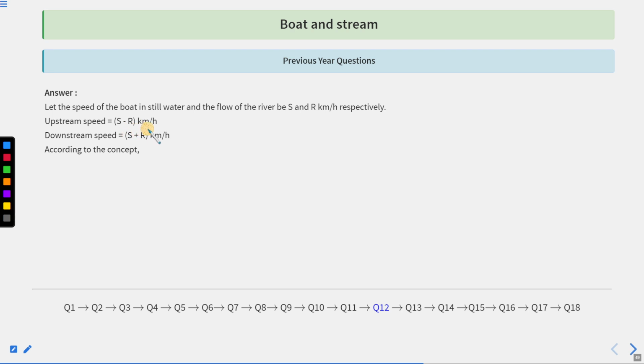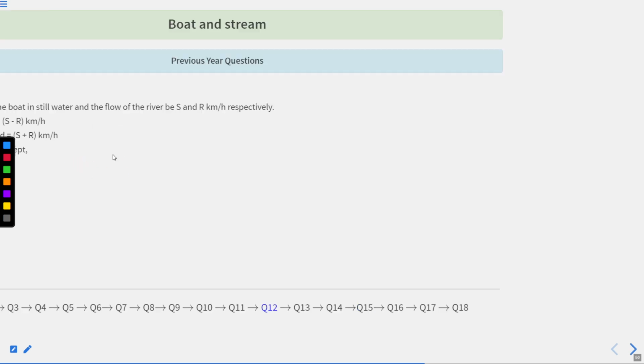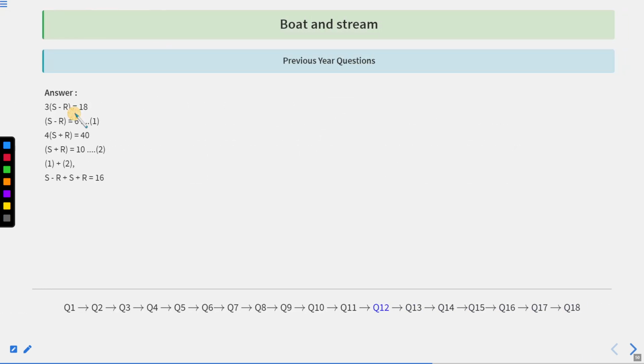Upstream speed equals s minus r kilometers per hour. Downstream speed equals s plus r kilometers per hour. So according to the concept, 3 times (s minus r) is equal to 18. So the first equation is going to be s minus r equals 6. And 4 times (s plus r) equals 40. So the second equation will be s plus r equals 10.